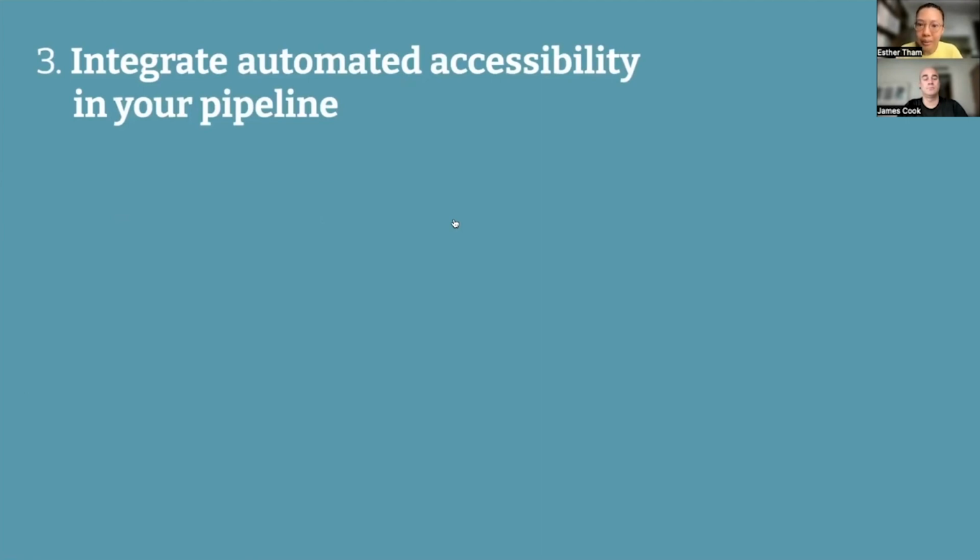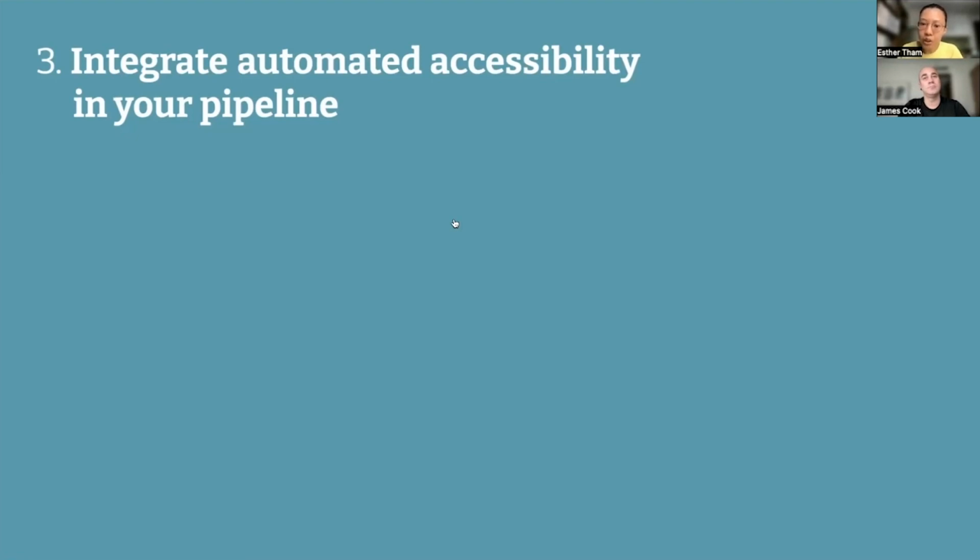Idea 3, integrate automated accessibility into your software delivery pipeline. Earlier, James talked about conducting manual testing to uncover usability issues. Including accessibility checks in your software pipeline can help to reduce the manual workload of testing for accessibility, as up to 57% of accessibility issues can be caught by automated testing. But this should supplement, not replace, manual accessibility testing.